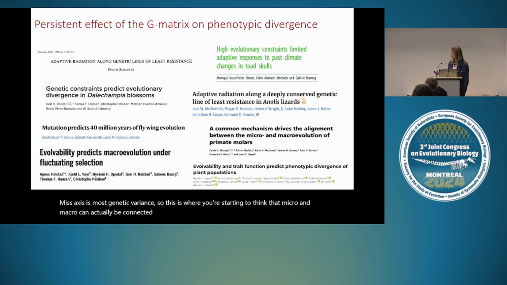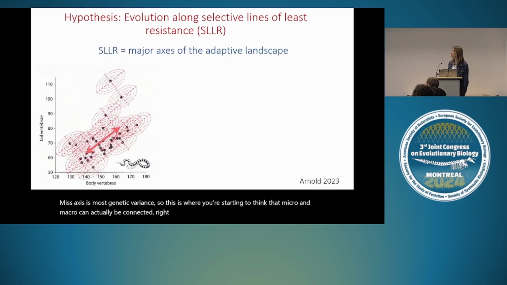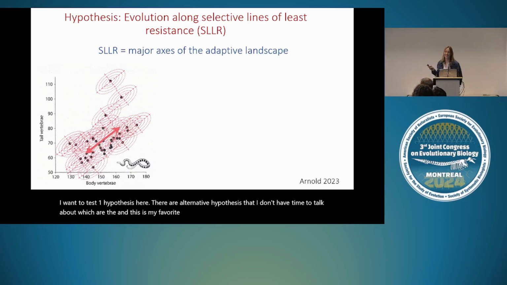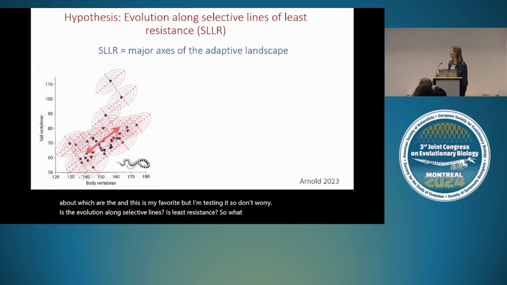I want to test one hypothesis here. There are alternative hypotheses that I don't have time to talk about, but this is my favorite, and I'm testing it, so don't worry. Is the evolution along selective lines of least resistance? So what are these? These are major axes of the adaptive landscape.